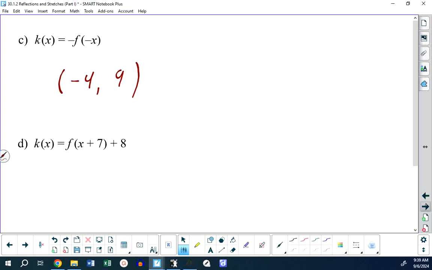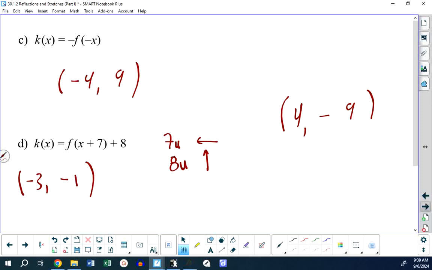Doesn't matter, though. This means we shift 7 to the left and 8 units up. This is just an abbreviation. You would never write that on an exam. You'd write it out in words. So where was I? I was at 4 comma negative 9. Is that the ordered pair? Okay. So when I shift that 7 to the left, I get negative 3. And I shift it 8 up, I get negative 1. Negative 9 plus 8 is negative 1.